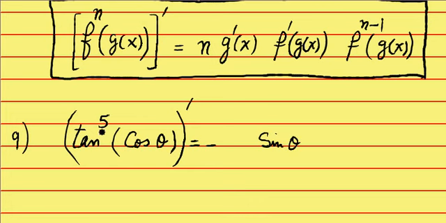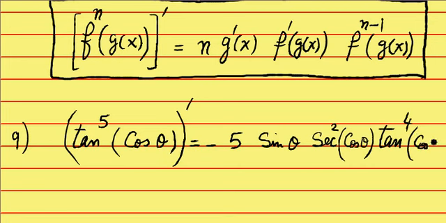Tangent to power of 5, anything to power of 5 times the derivative of tangent. Derivative of tangent is what? Is secant. Just secant? No, secant square. Secant square of what? Secant square of whatever tangent was looking at. So that's cosine of theta times what else? What else is left? 1 less than the power we had here. So tangent to power 4 of cosine of theta.